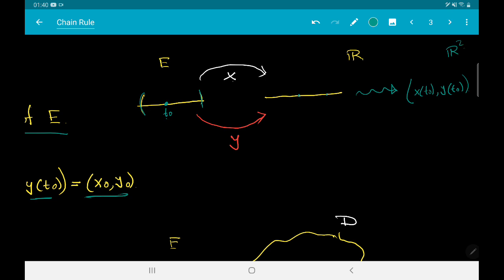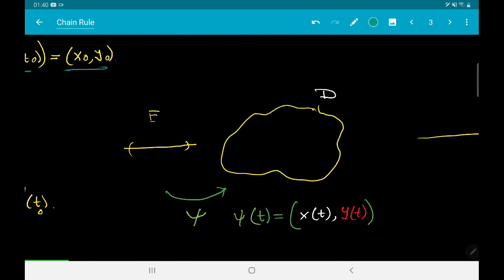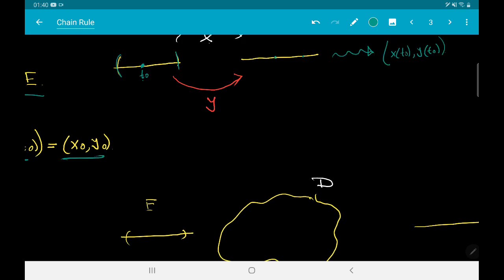y0, this gives an image (x(t0), y(t0)). I just write out this tuple. This will be an element of R². All we know about this x and y is that x and y are differentiable at the point t0. Now, let me call this map which maps t to (x(t), y(t)) to be psi.